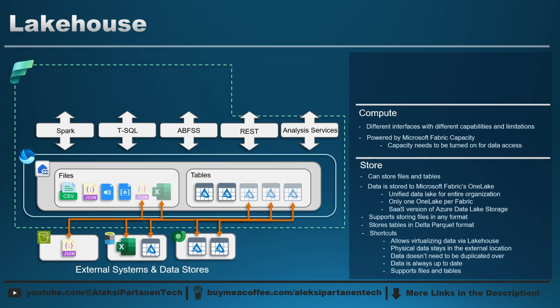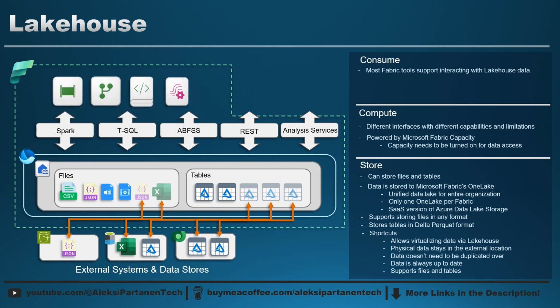Then lastly, we have the consume layer and different tools that can consume data in Lakehouse. Almost every tool in Fabric is able to at least read data from a Lakehouse. And you can use tools like data pipelines, data flows, notebooks, and event streams to interact with Lakehouses. And I would say that the most native tool for accessing this data store is Notebook, since it allows using Spark to access the data that we have already covered in this series previously.